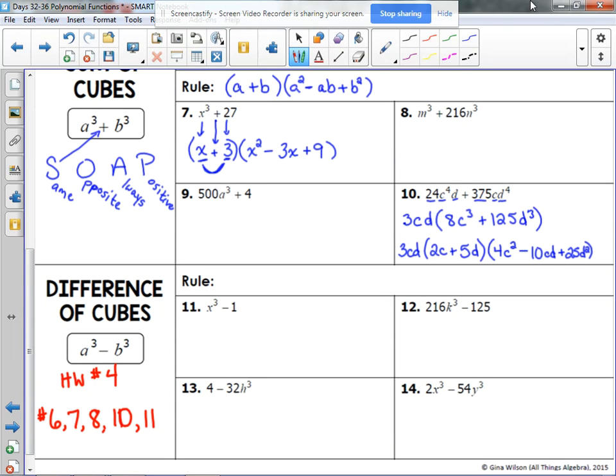Okay, let's do the difference of cubes. Nothing changes except the signs. So if you really want to write down the rule, the only thing that changes is it's A minus B. We still square the A, we still multiply them together, we still square the B, but this time SOAP tells us it's a minus, opposite is a plus, and the last is still always positive. Okay, so nothing has changed. Process still the same. Our signs are just a little different because we started with a minus.